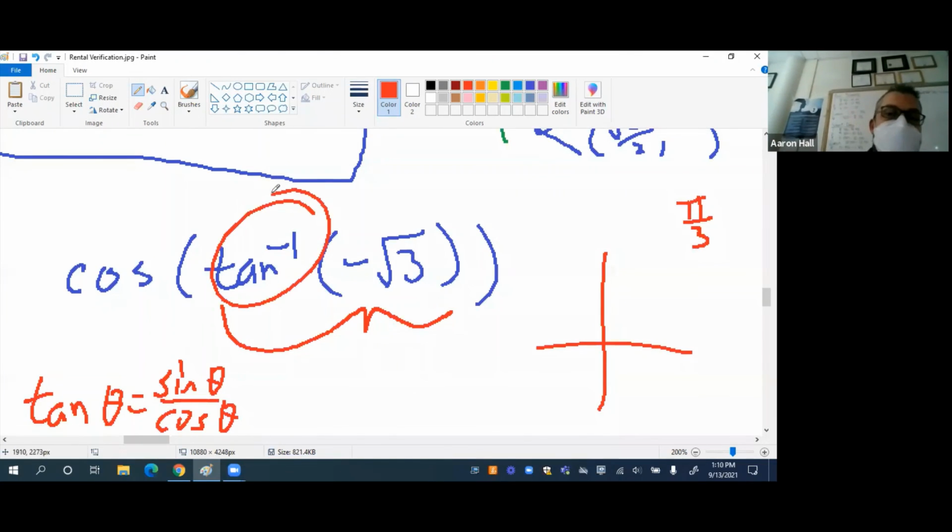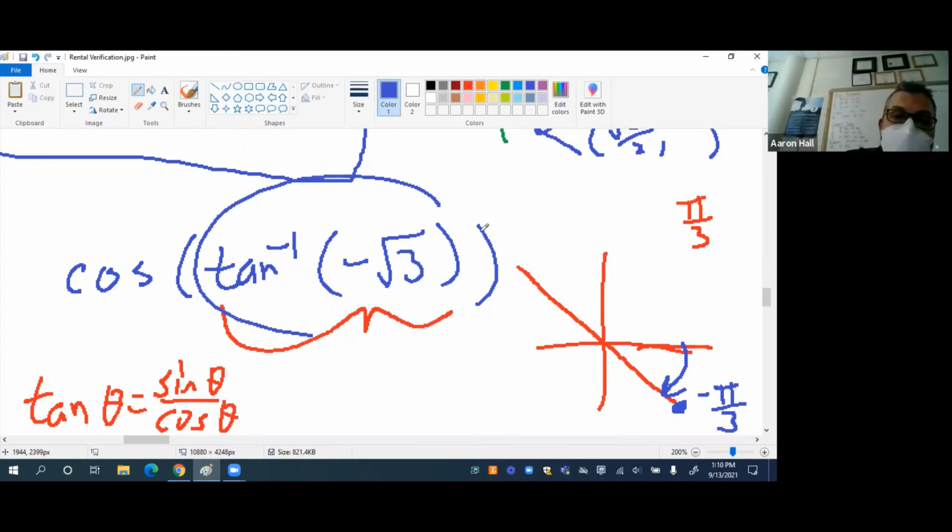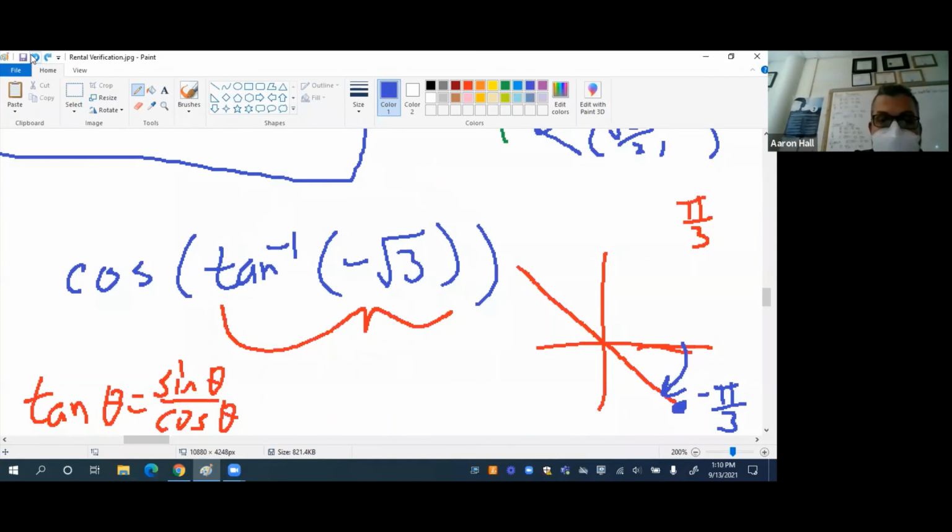Where is tangent negative? The fourth quadrant and the second quadrant. So we're looking at here or here. What is the closest rotation? The fourth quadrant. So we're actually looking at this rotation right here. What is that rotation? That rotation is negative pi thirds because we are rotating clockwise. So all of this is negative pi thirds. So I get cosine of negative pi thirds.